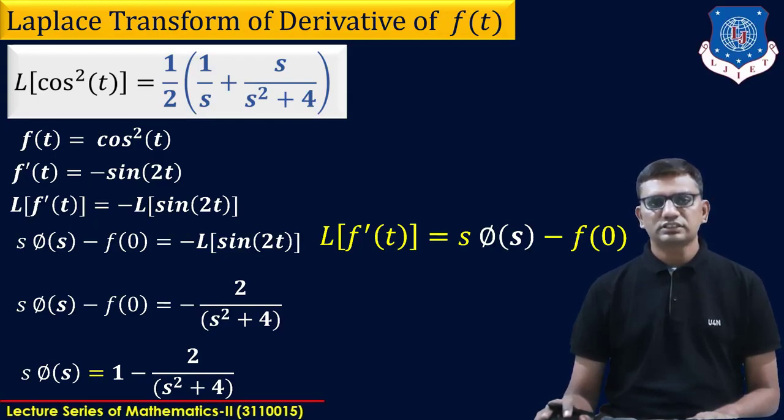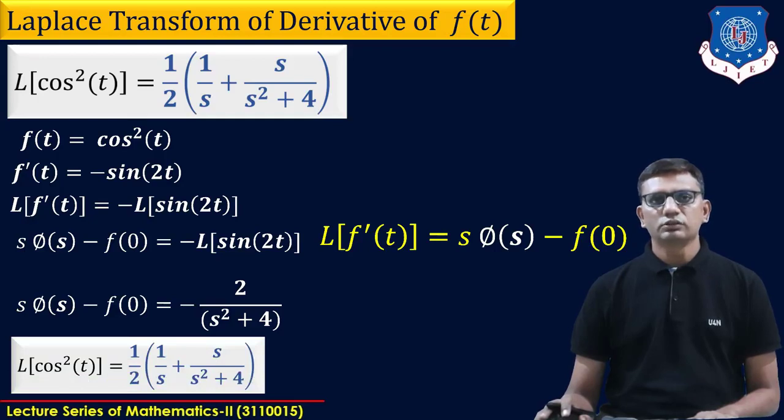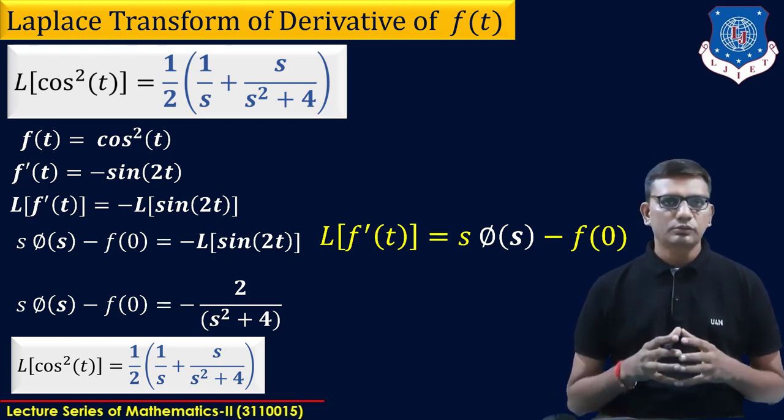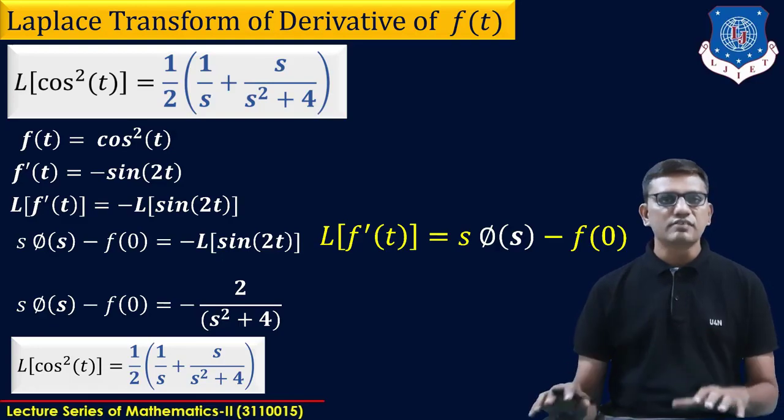Now we divide the last term by s. Then we get phi of s equal to 1 upon s minus 2 upon s into (s square plus 4). After properly simplifying, we get the Laplace of cos square t equal to 1 by 2, 1 upon s plus s upon s square plus 4. So this is the second trick to find the Laplace transformation of cos square t using its derivative.